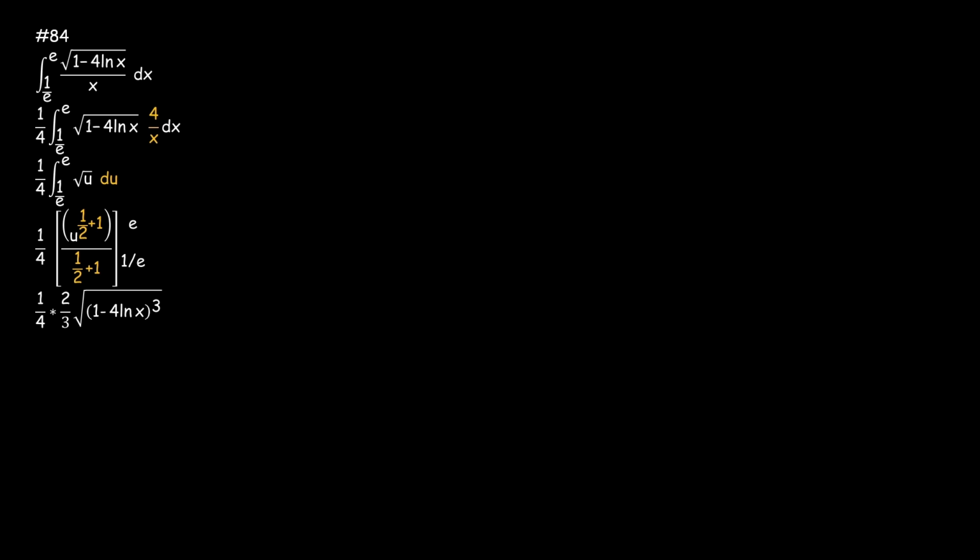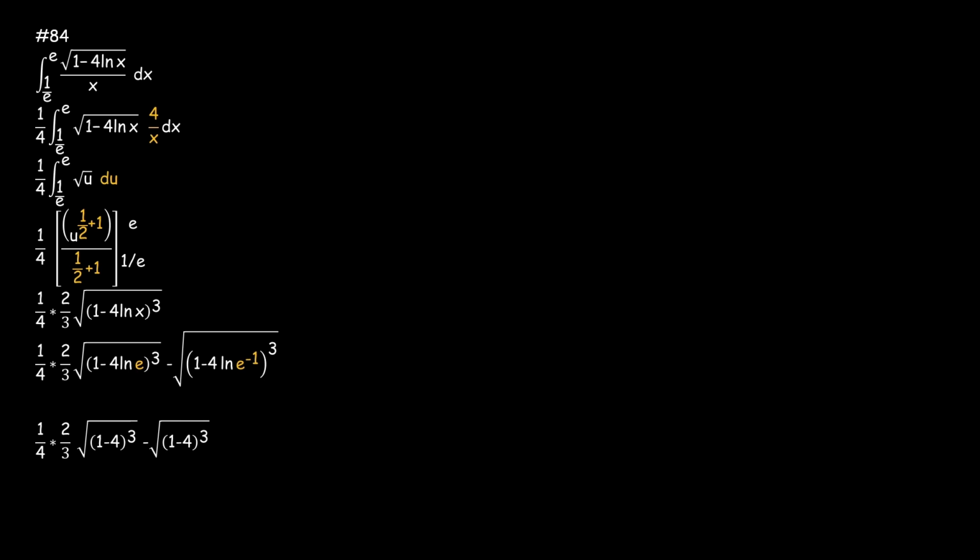Now we're going to substitute the values of e and 1 over e in there, and we'll get this 1 minus 4 ln e to the power 3 and 1 minus 4 ln e to the minus 1 to the power 3. Now the first part of it would have a negative value because 1 minus 4 is negative 3, and the second part will have a positive value, that's 5 cubed. And this should be our answer.